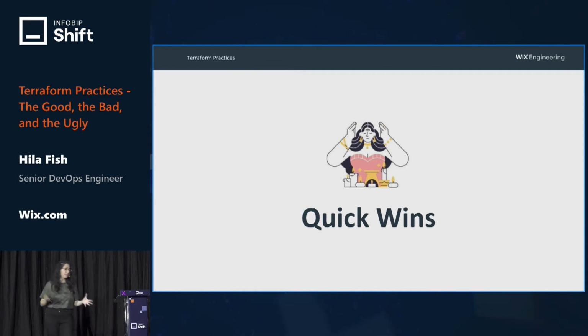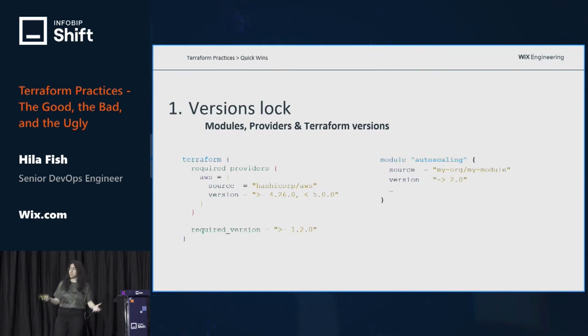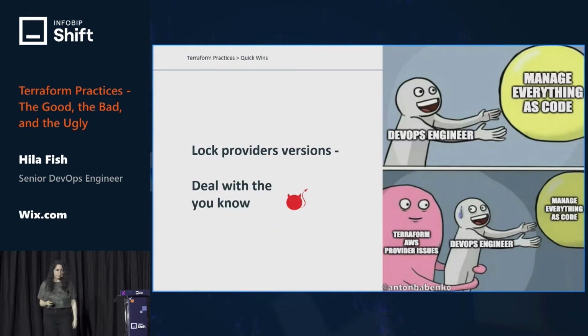Okay, so quick wins. When I say quick wins, I mean things that you can do and achieve in a matter of minutes when you work with Terraform. So first of all, version locks, same as you have for other programming languages, requirements.txt for Python, and package-lock.json. Same goes for Terraform. You can lock the modules, providers, and Terraform versions, like you can see in these examples, and that way you know exactly which features are in that version and which syntax is acceptable. And as you can see from this meme by Anton Babenko, who's like a Terraform celeb, sometimes we have provider issues, so it's better to lock the versions and deal with the devil that you know.